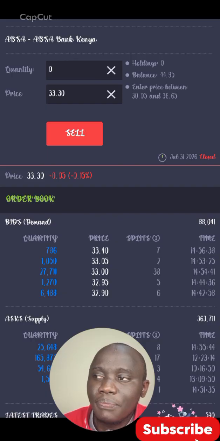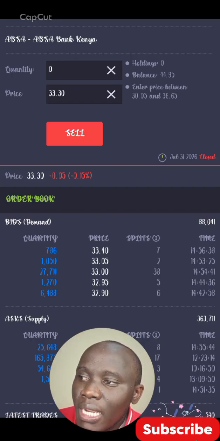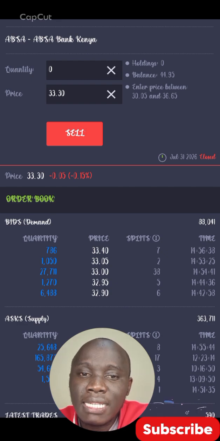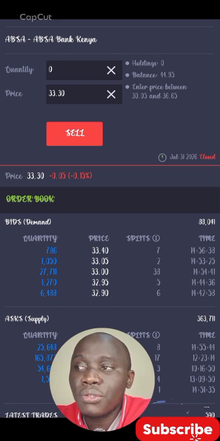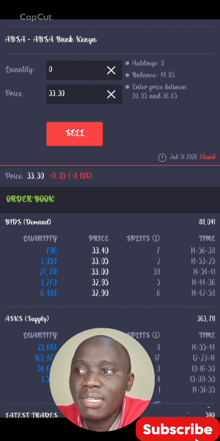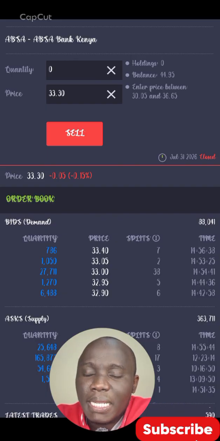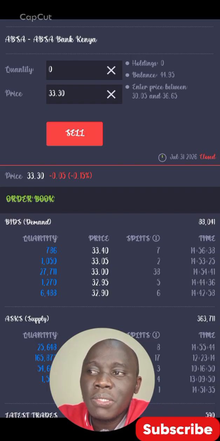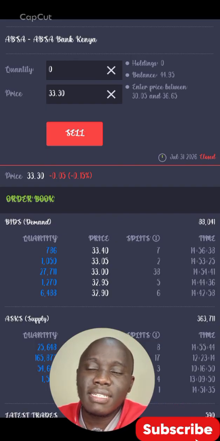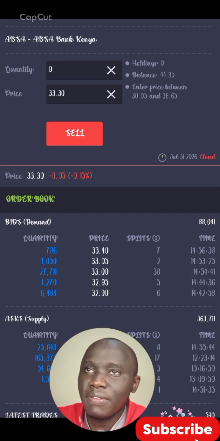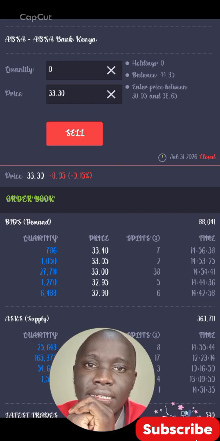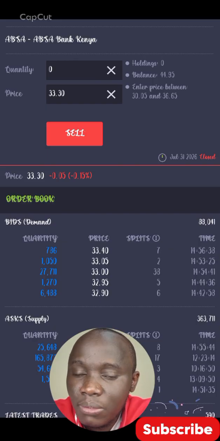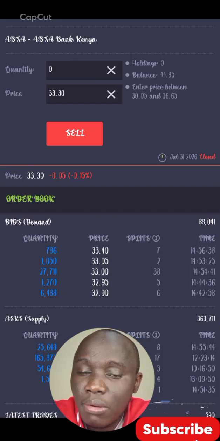Now the price. The price is where it gets interesting. You can see that the market price of the ABSA share, as at the time I was taking this screenshot, was 33.3 shillings. That is the market price. But on the side, you see what they are tempting you with: a range between 30.05 and 36.05. Now that is a very big range. And of course we are selling shares, so we want the best price. We want to get the highest possible price.